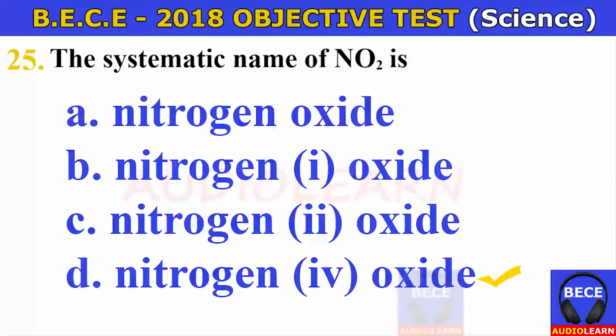Number 25, the systematic name of NO2 is A. Nitrogen oxide, B. Nitrogen I oxide, C. Nitrogen II oxide, D. Nitrogen IV oxide. And the answer is D. Nitrogen IV oxide, which is nitrogen 4 oxide. The systematic name of NO2 is nitrogen 4 oxide.